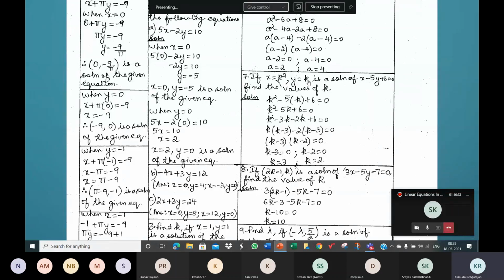If the y coordinate is k, the x coordinate is k square. So if the y coordinate is 3, the x coordinate is 3 square, 9, 9 comma 3. So the solutions are in this form. The x coordinate of the point is the square of the y coordinate of the point. See here, supposing y is 5, then x is 5 square, 25.